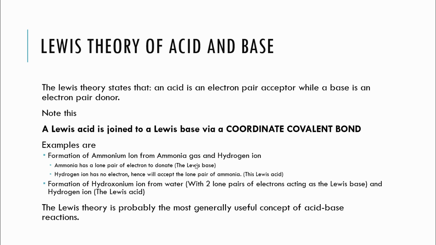The same thing with the formation of H3O+, which comes from water and hydrogen ion. Water has two lone pairs, while the hydrogen ion has no lone pair. So the two lone pairs make water the Lewis base, while the hydrogen ion will be the Lewis acid. And most of the time when they ask you whether this is a Lewis acid or a Lewis base, for a Lewis acid it is most likely going to be a charged particle. That's just it.